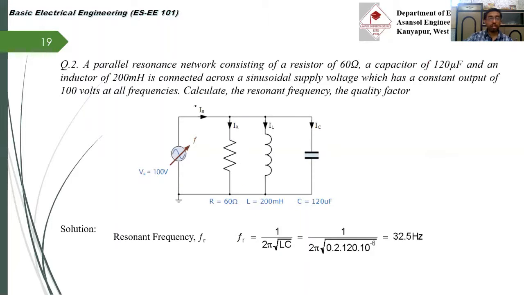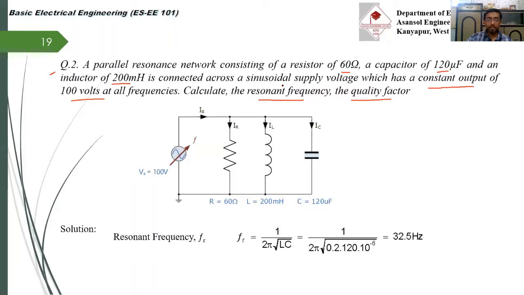Now, question number 2. A parallel resonance network consisting of a resistor of 60 ohm, a capacitor of 120 microfarad and an inductor of 200 millihenry is connected across a sinusoidal supply voltage, which has a constant output of 100 volt at all frequencies. Calculate the resonant frequency and quality factor.